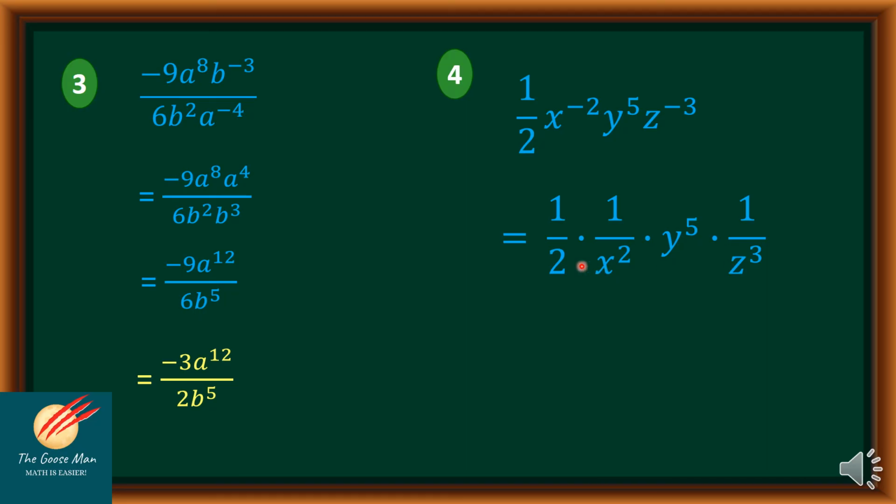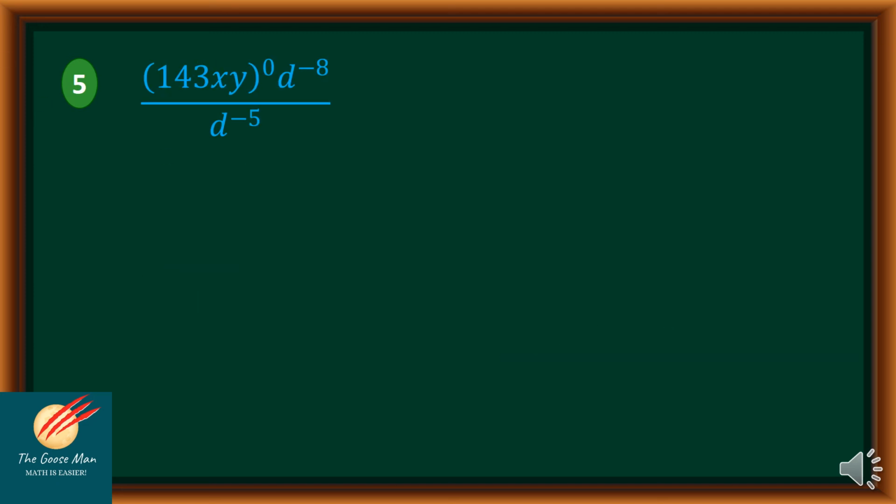Take note that it is like an ordinary fraction, so I can simply multiply the numerators: 1 times y to the 5th power times 1. So this can be rewritten as y to the 5th power. On the denominator, I have 2 times x squared times z to the 3rd power. So therefore, the final answer is equal to y to the 5th power all over 2x squared z to the 3rd power. So let's move on to problem number 5.